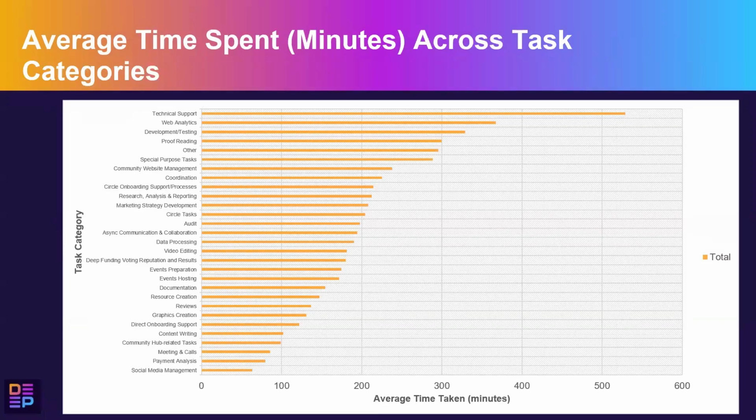Finally, this slide shows the average time spent per task in minutes. It helps identify categories that require more hands-on effort per task, such as technical support, web analytics, or development testing. This is useful for workload estimation and understanding which types of tasks require deeper effort versus lighter or quick-turnaround tasks. Combined with the duration slide, it gives us a complete picture of both time and effort as well as time complexity.